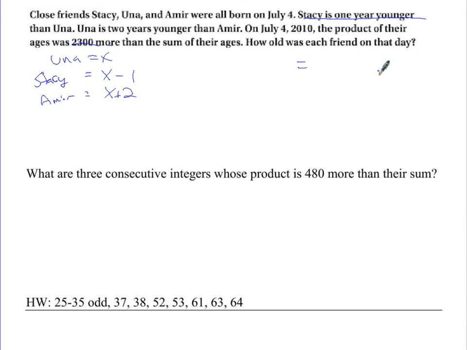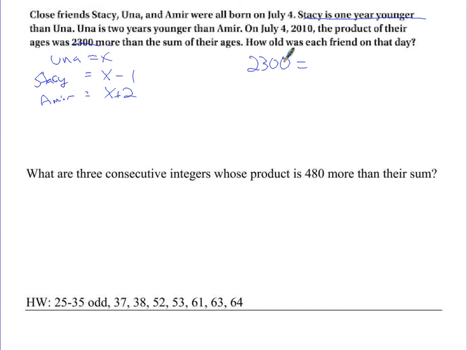The product is bigger, but I want them to be the same. So where do I need to put that 2,300? With the sum. I find the sum and I add 2,300 to it, and that gives me the product. So that 2,300 is going here.